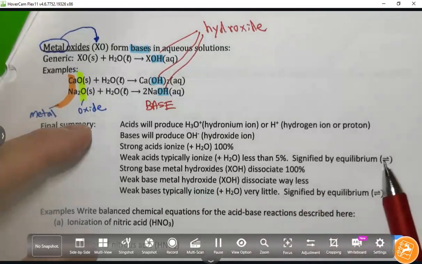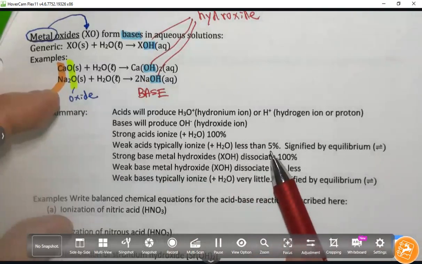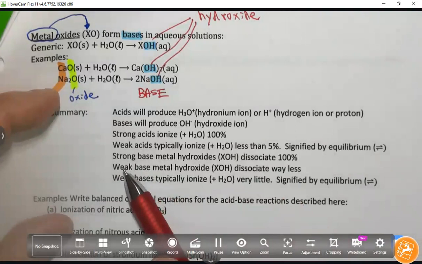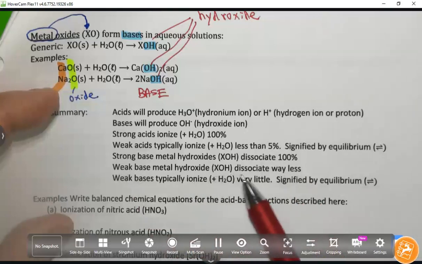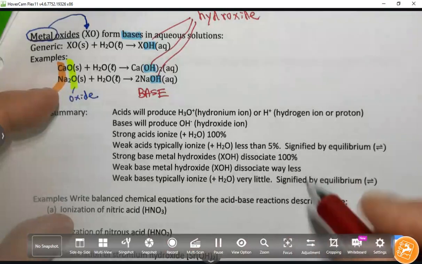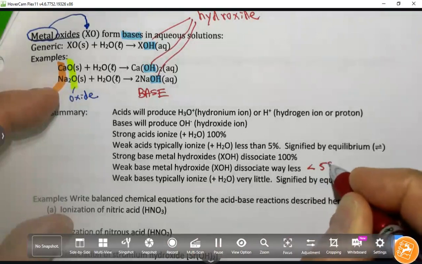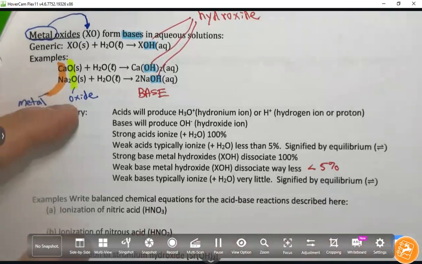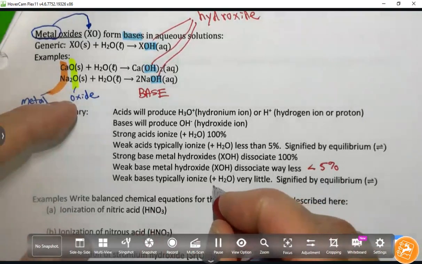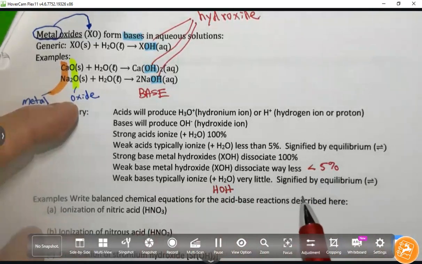Weak acids typically ionize less than 5%. You're going to see double arrows then. How many hydrogens come off of a weak acid? Typically less than 5 out of 100. Strong base, metal hydroxides dissociate 100%. Weak base, metal hydroxides dissociate way less than 5% again. Weak bases typically ionize plus HOH or H2O. Very little.